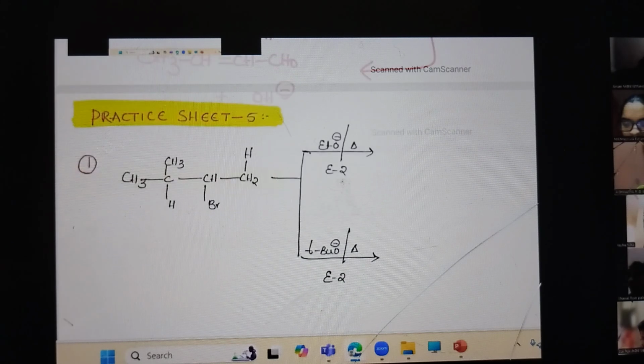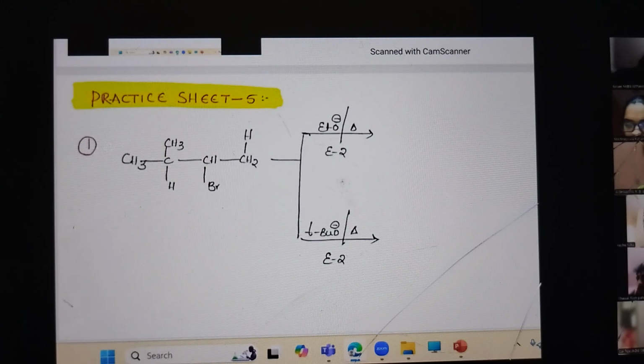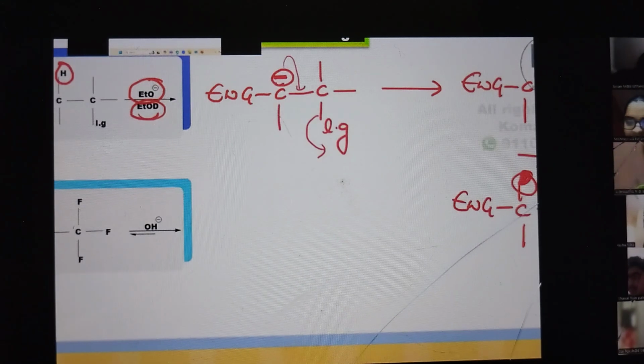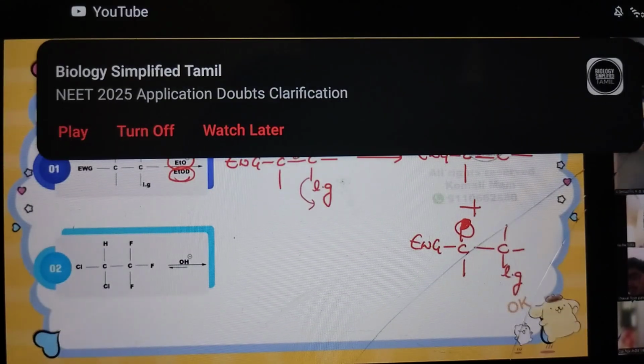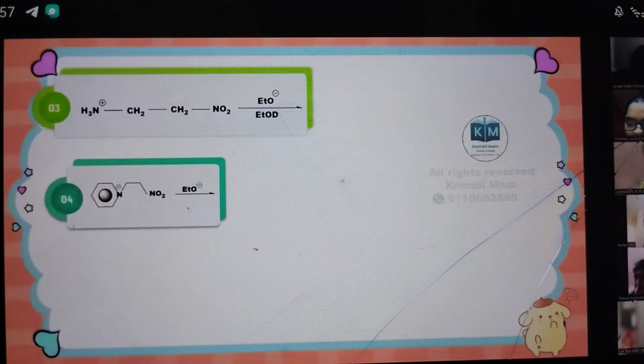Now, open your practice sheet number 5. But before going to do practice sheet number 5, let's see how to write the Hofmann product. What is this Hofmann product? How to write a Hofmann product? I am going to teach you now.